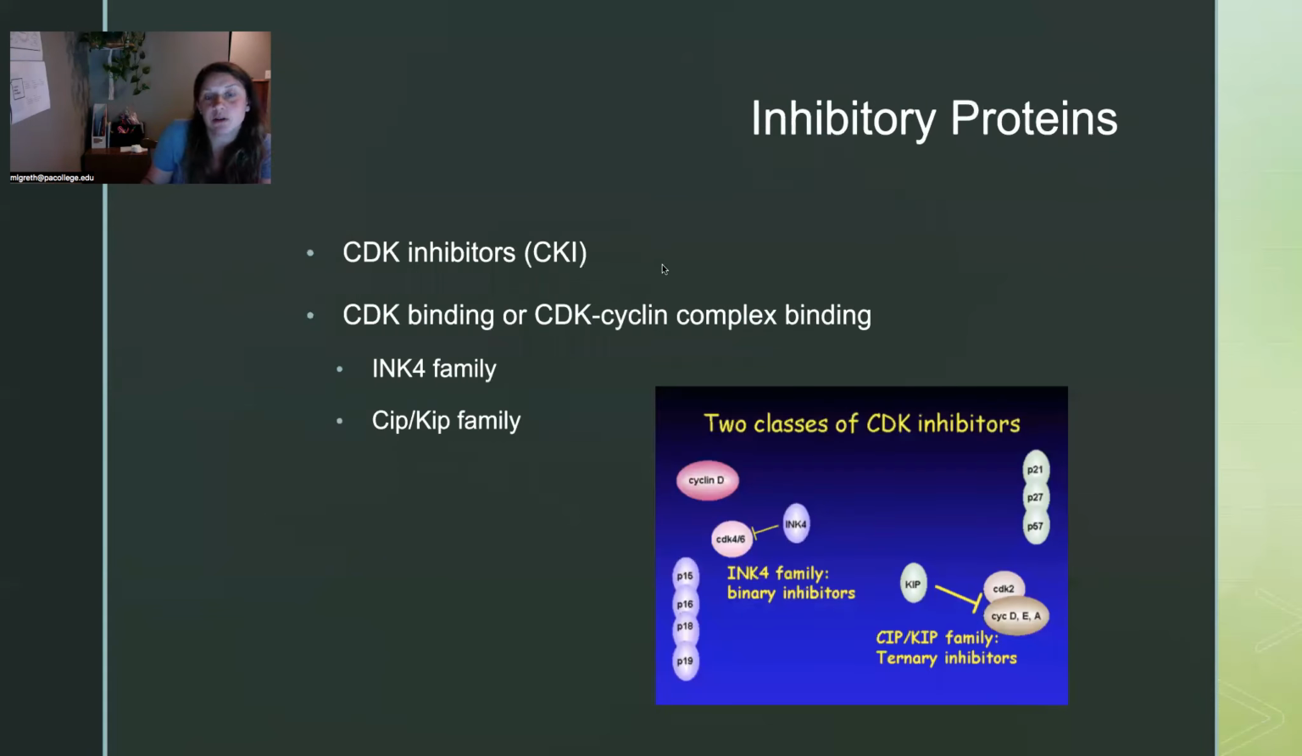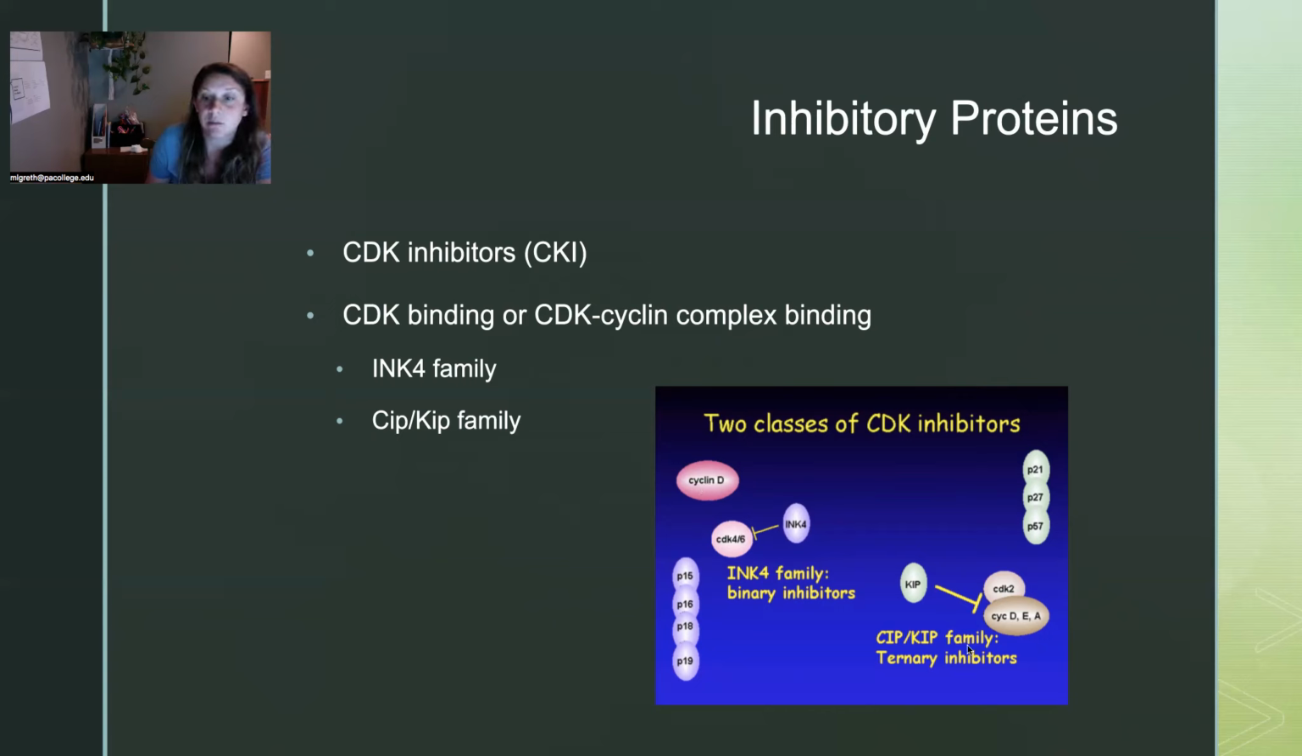So CDK inhibitors or CKI, CDK binding or CDK cyclin complex binding is by two main families. One is the INK4 family. These are proteins P15, P16, P18, and P19. They work by inactivating the G1 CDK cyclin complexes, the CDK4 and the CDK6. This prevents the association of these CDKs with the cyclin D.